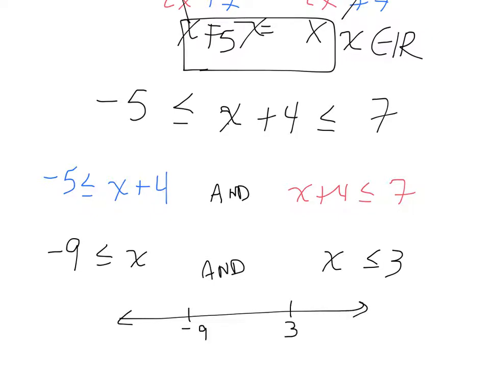Is directing their volume. In this case, it's the left with a closed circle. Okay, so the 9 is this way, and the 3 is this way, right? Because x is greater than or equal to negative 9, so it's to the right. X is less than or equal to 3, to the left.